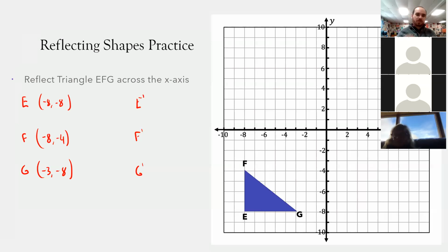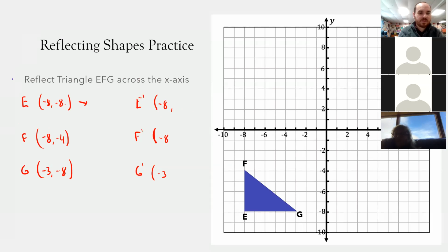Okay. So for each of these points, all we're going to do is change the y value to its opposite. So the x is going to stay the same. So writing the first part is really easy. We have -8, -8, -3. Those are the x values. Those all stay the exact same. We don't have to change anything there.